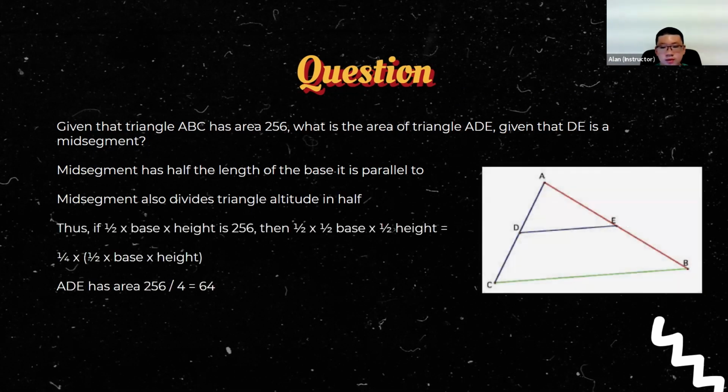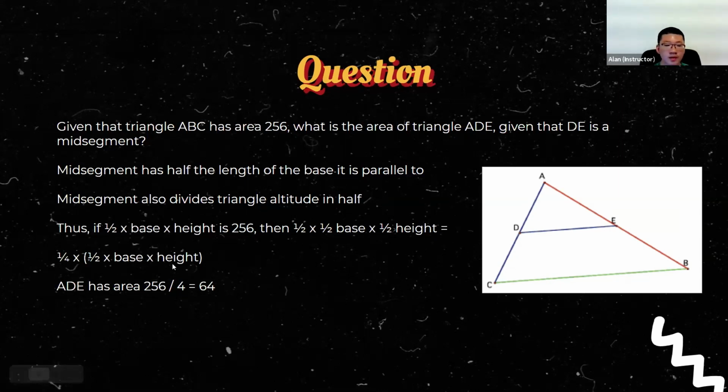So, okay, here's the image. DE is going to be half the length of BC, and also the altitude of triangle ADE is going to be half the altitude of triangle ABC. So, if you have that 1/2 base times height is 256, then 1/2 times 1/2 base times 1/2 height is going to equal 1/4 times the original triangle's area. So it's going to have area 256 divided by 4, which is 64.